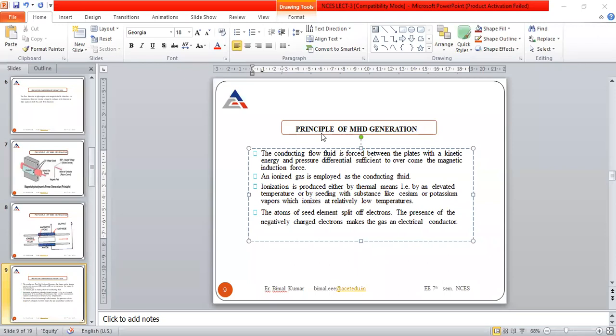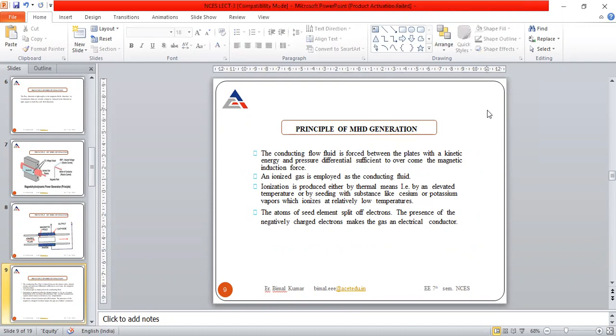So in continuation with this principle of the MHD generator, the conducting fluid is forced between the plates with a kinetic energy and pressure differential sufficient to overcome the magnetic induction force, right? One is the force due to the magnetic field, which is given by F = BIL sin theta.